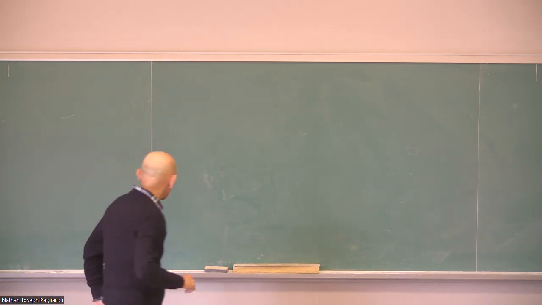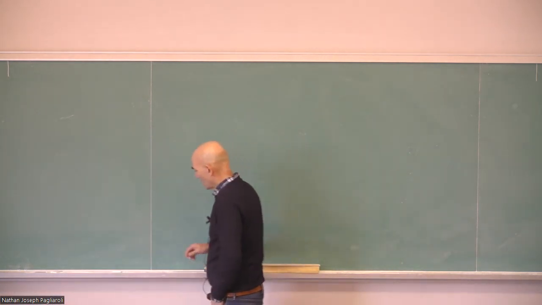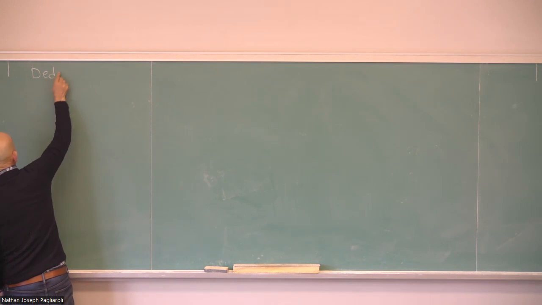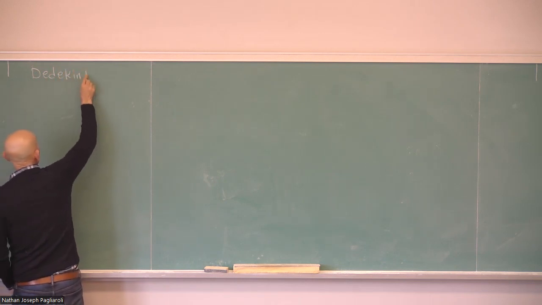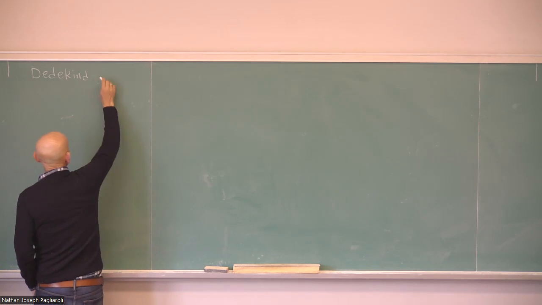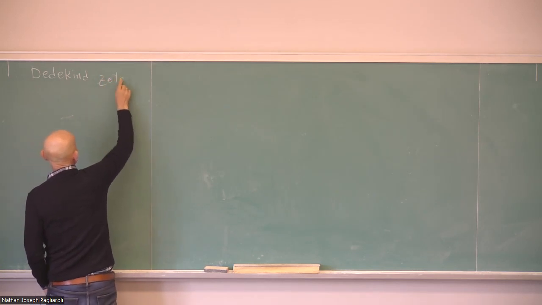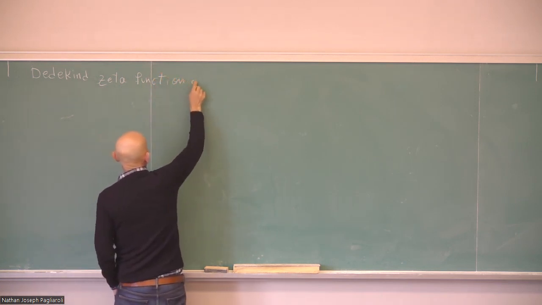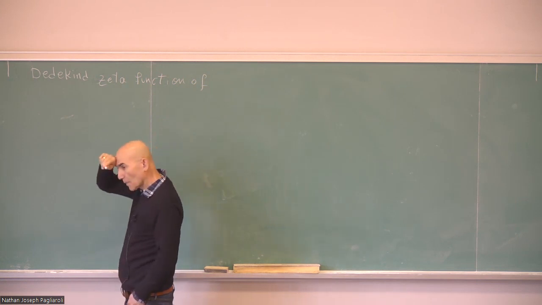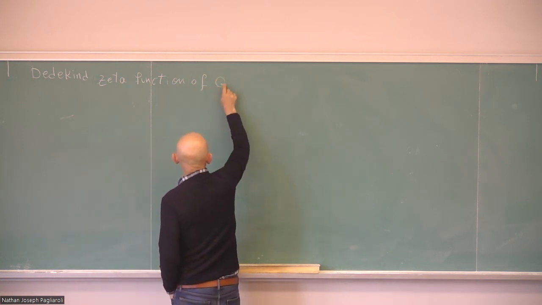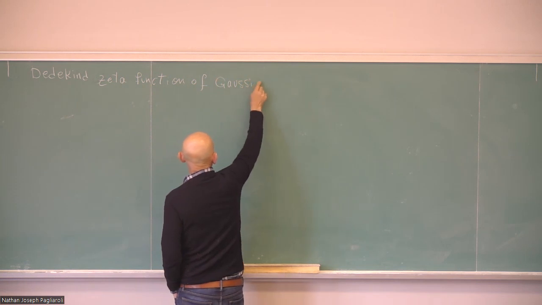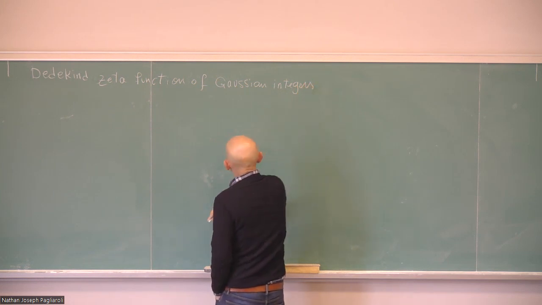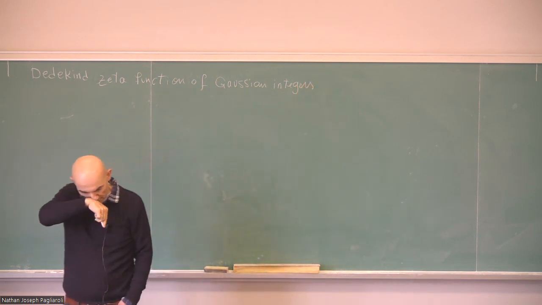So today we are going to go a bit deeper into some examples. So this is going to be the Dedekind zeta function of Gaussian integers. Or Gaussian rationals, doesn't matter.